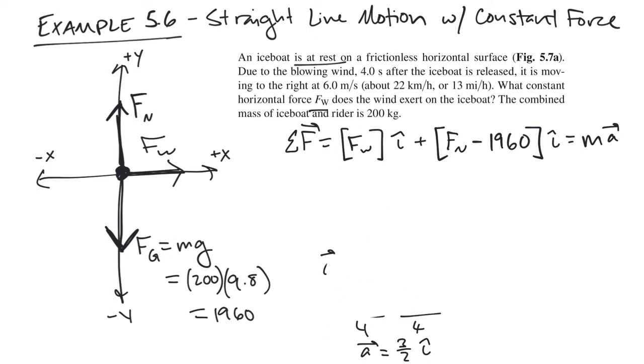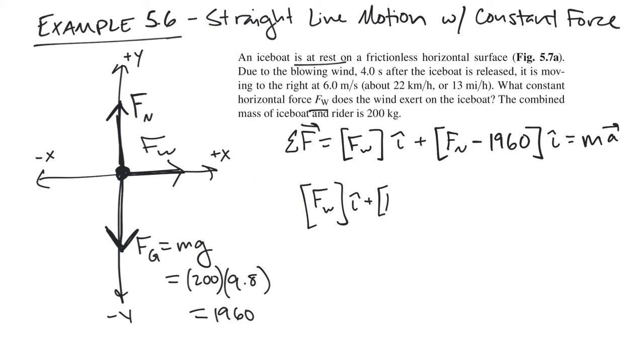Now I'm going to erase that and plug that acceleration into my equation. So I've got force of wind i hat plus force normal minus 1960. Oh, that should be a j hat. I don't know why I wrote i hat there. Somebody correct me when I do dumb things, except you can't because this is a video. And that equals mass times your acceleration, which I said was 3/2 i hat. If you want to, you can include a plus 0 j hat. One other thing you can do here is substitute 200 in there for the mass, since we happen to know that already. Equals 200 right there.